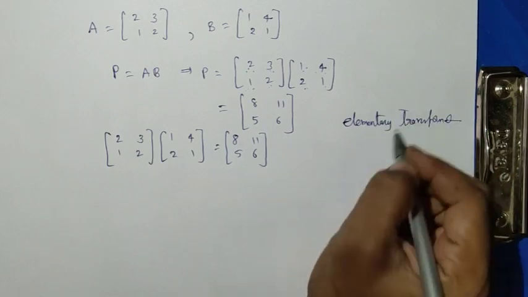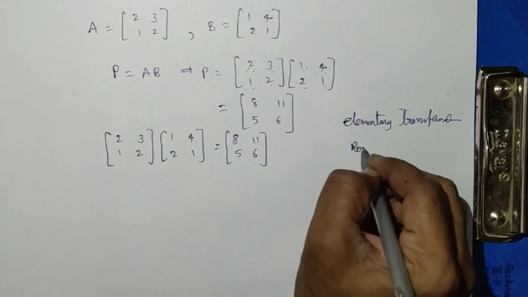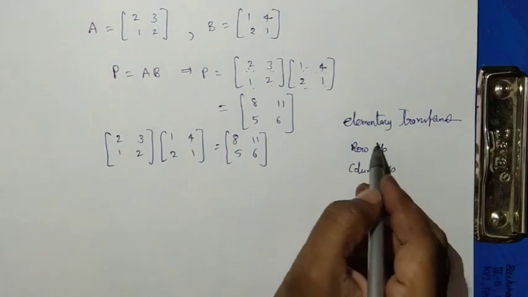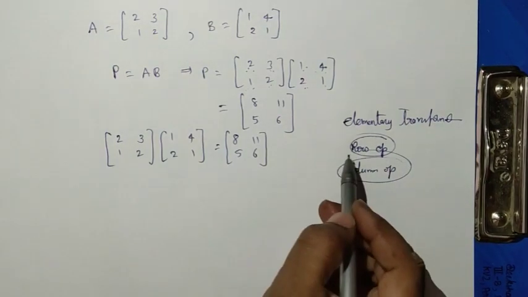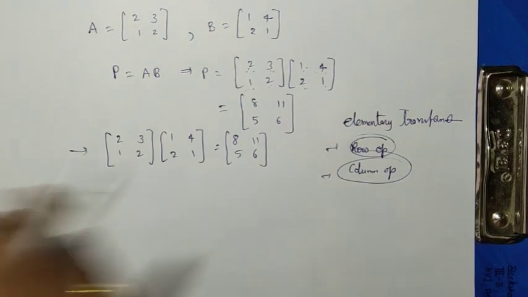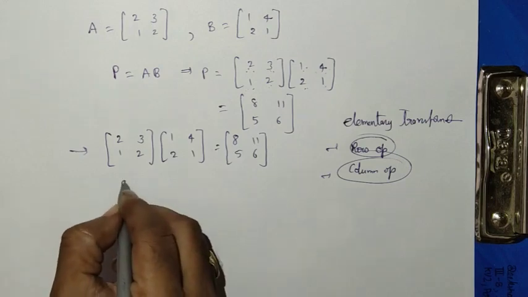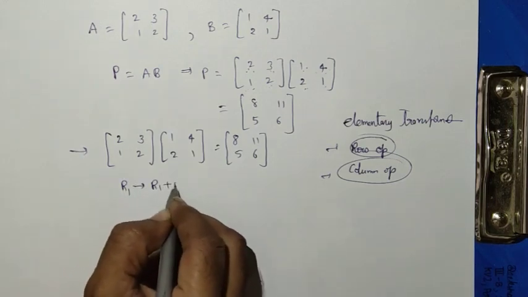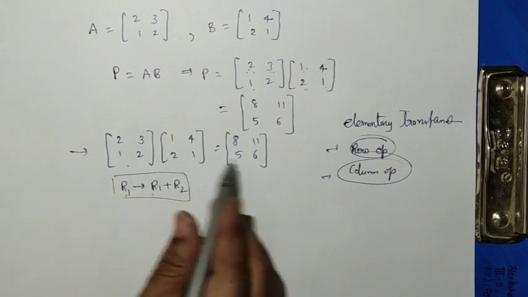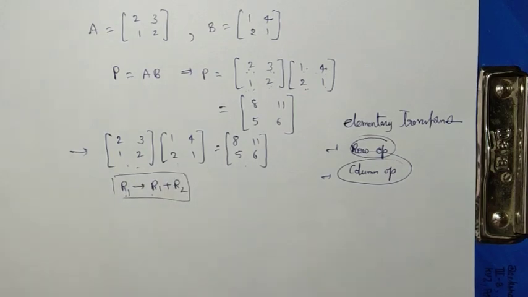Now in matrix elementary transformations, you have seen two kinds of operations: row operations and column operations. For this product matrix, I want to apply a row operation. I want to write row 1 as row 1 plus row 2, or row 2 as row 2 plus row 1, whichever you like. But here, when you do row 1 equals row 1 plus row 2, there is a certain condition. You cannot apply this operation to all three matrices.